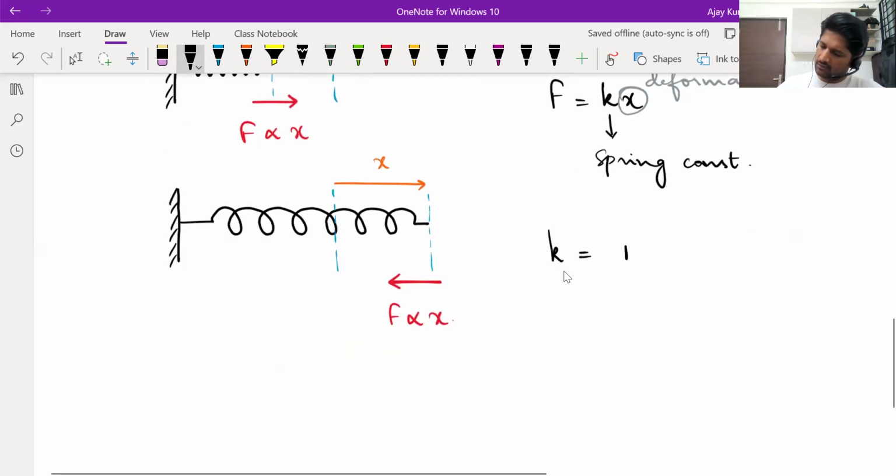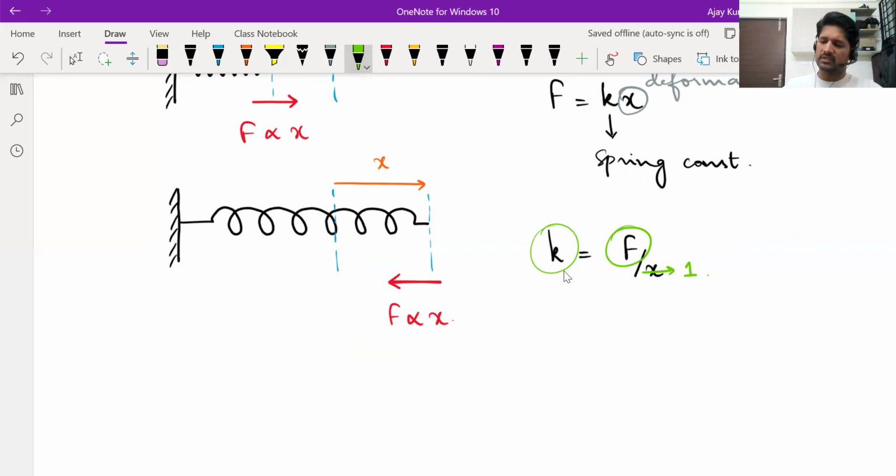You can say k = F/x. Basically, spring constant is the force required to cause a unit deformation in the spring. To compress the spring by 1 centimeter, how much force is needed? Or by 1 meter, how much force is needed? That is what the spring constant is. So if you need a lot of force to compress it just by 1 unit, then the spring constant will be high. If you need only a little bit of force to compress it by 1 unit, the spring constant will be low. So the spring constant is a measure of the stiffness of the spring.